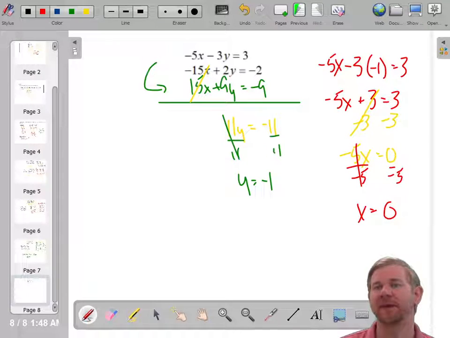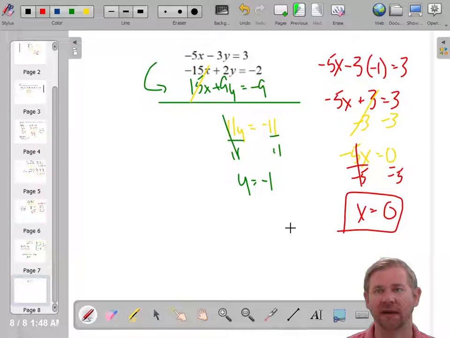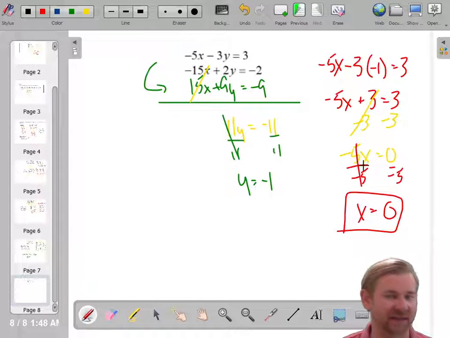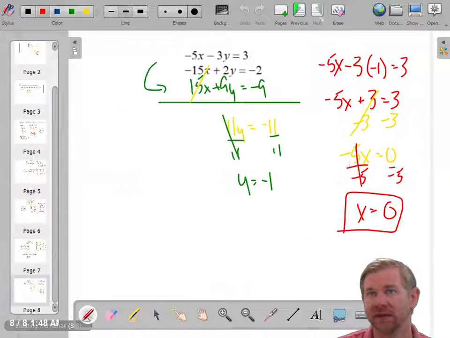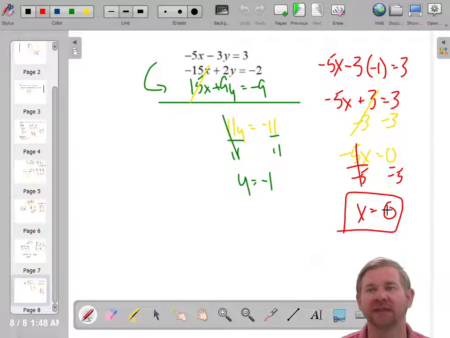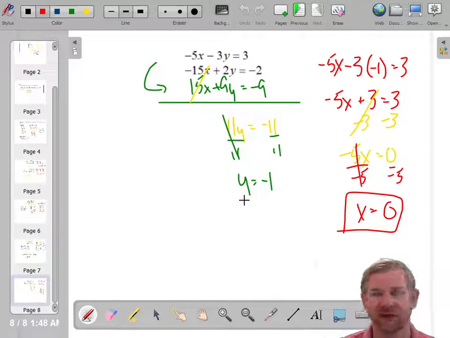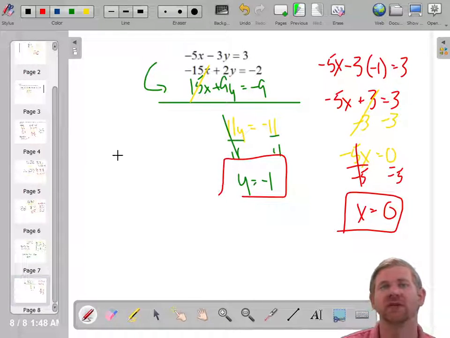this 0 divided by negative 5 is 0. That's a number. X didn't go away. You still have 1x. So it's not like the other one where everything canceled. Okay, you just divide it. So you have 1x equals 0. 0 is a number. It's fine. So the intersection is 0, negative 1.